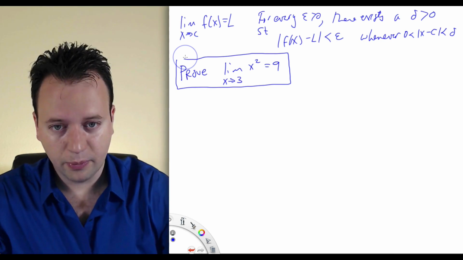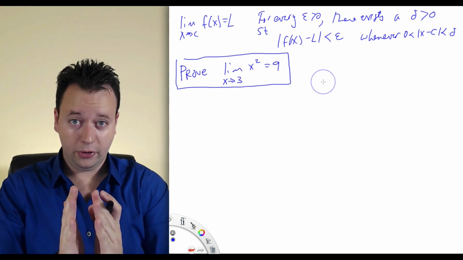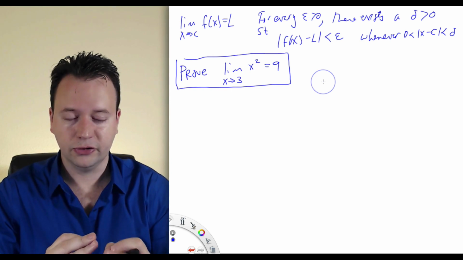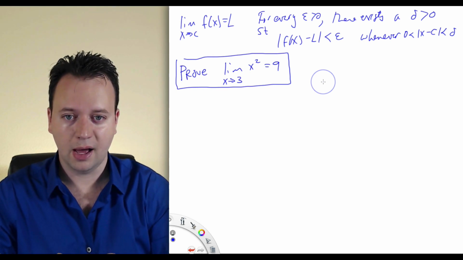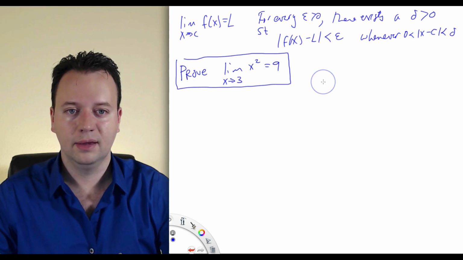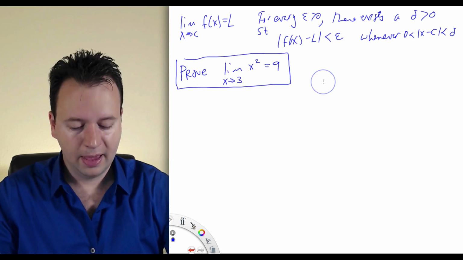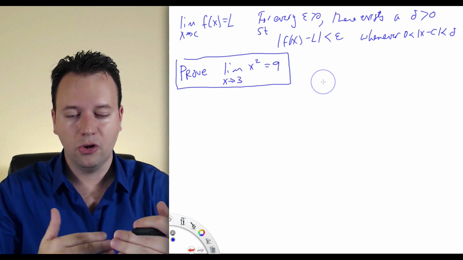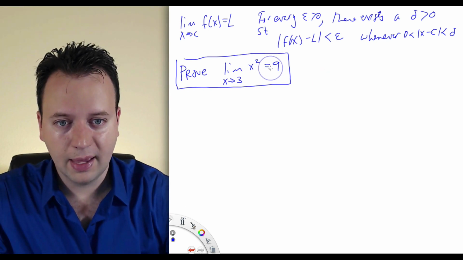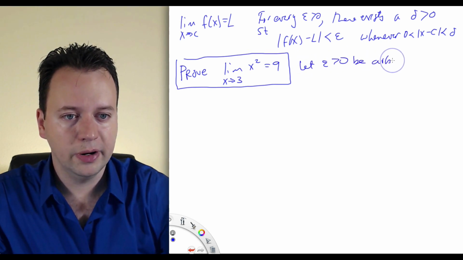So in other words, we want to prove that for any epsilon greater than 0, we can always find a neighborhood small enough such that if x is closer to the number 3 than delta, then x squared will be closer than the number epsilon to 9. So in other words, x squared and 9 will be no further than epsilon apart as long as x is close enough to 3. So again, we start off by saying let epsilon greater than 0 be arbitrary.